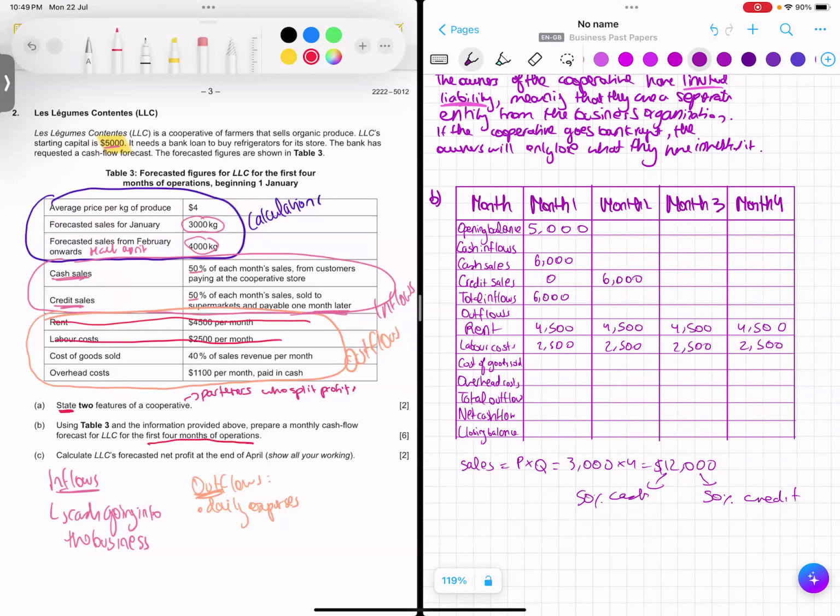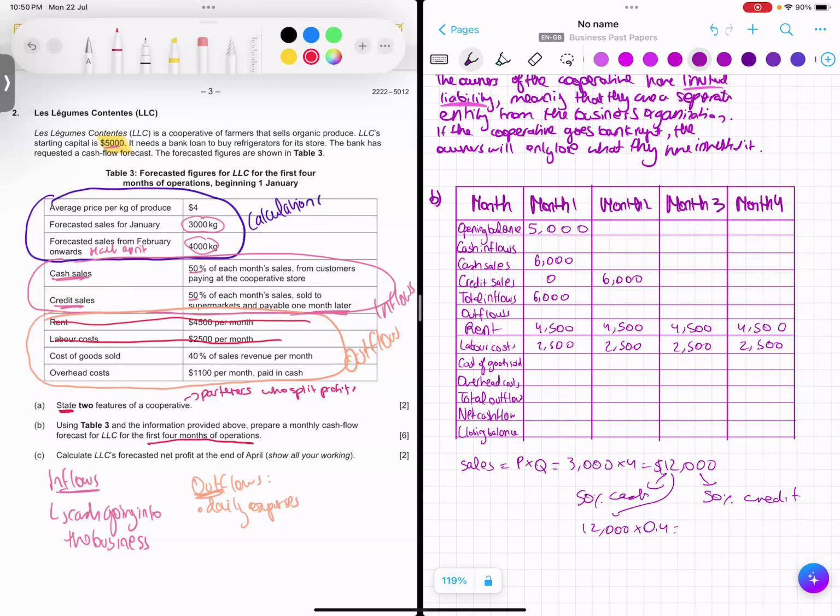But cost of goods sold is quite different because it's 40% of the sales revenue of that month. So we need to do 40% of 12,000. We do 12,000 times 0.4, and we're just going to do it in the calculator because I really don't know how to calculate that in my head. So we get 4,800.